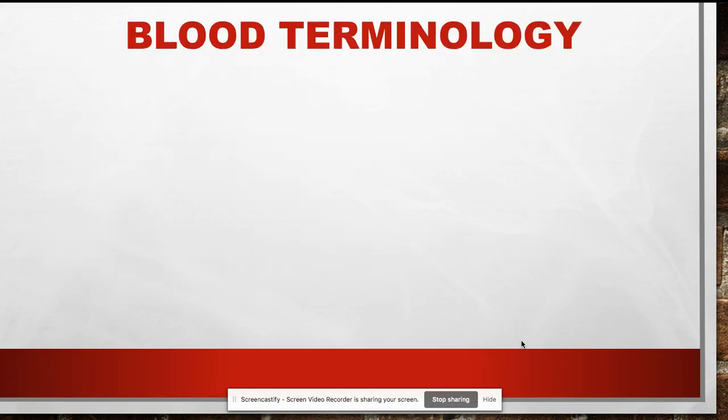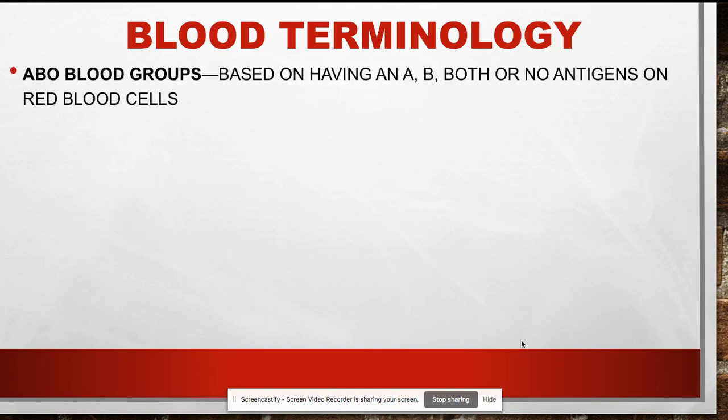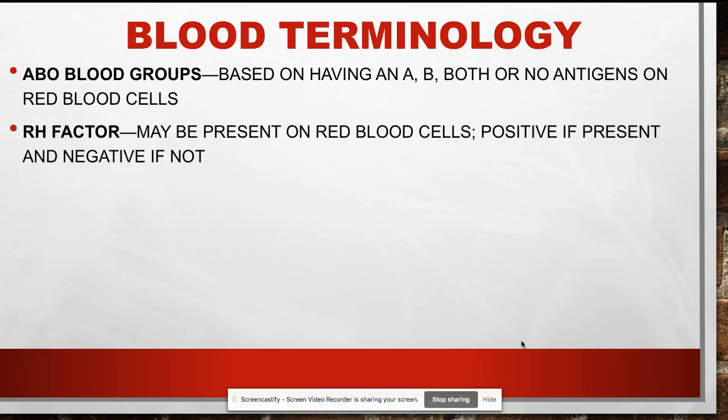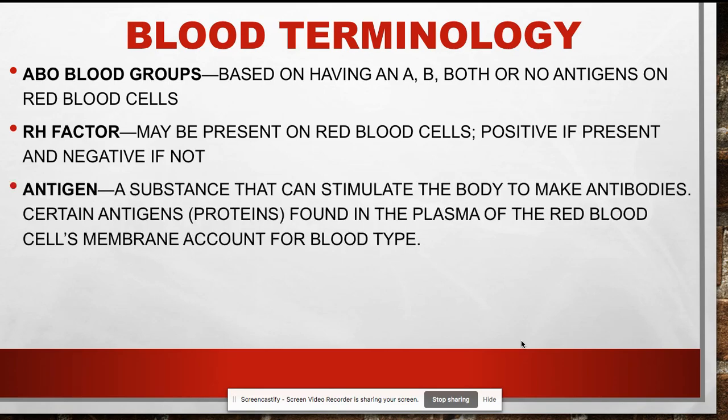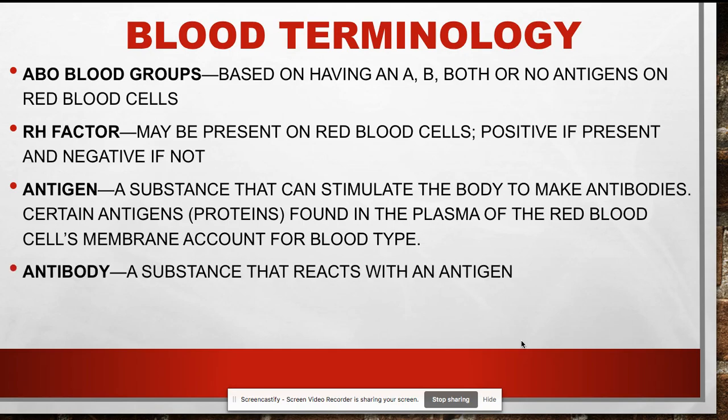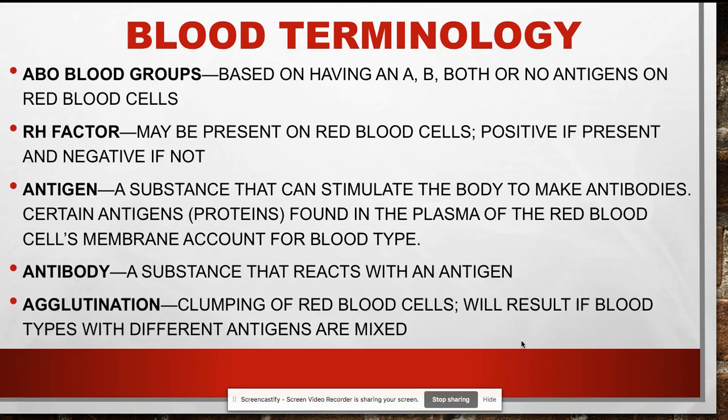Okay. So by now, these are some terms that you should be comfortable with discussing, and we will be using quite frequently in the rest of this unit. So you should be comfortable with talking about A, B, and O blood groups, the Rh factor. You should know what an antigen is, an antibody, as well as agglutination.